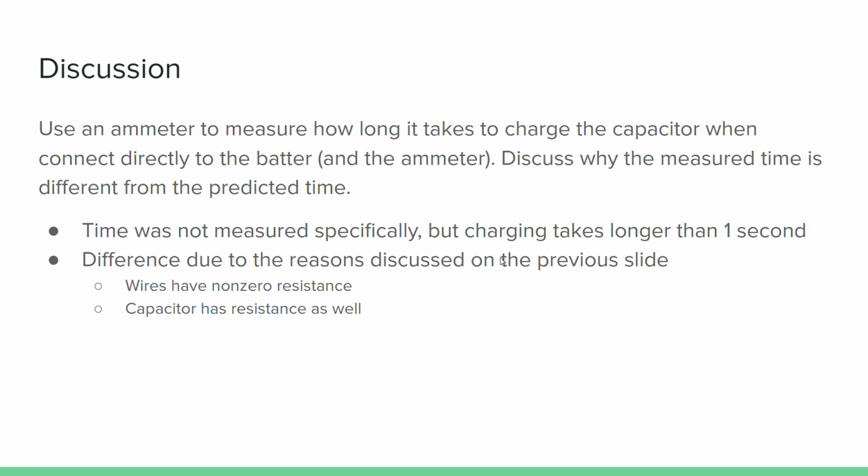When we used an ammeter to measure how long it takes to charge the capacitor when it was connected directly to the battery, we did not measure time specifically, but we noticed that charging definitely took longer than 1 second. This difference is due to the reasons discussed on the previous slide, including non-zero resistance of wires and the resistance of capacitors.